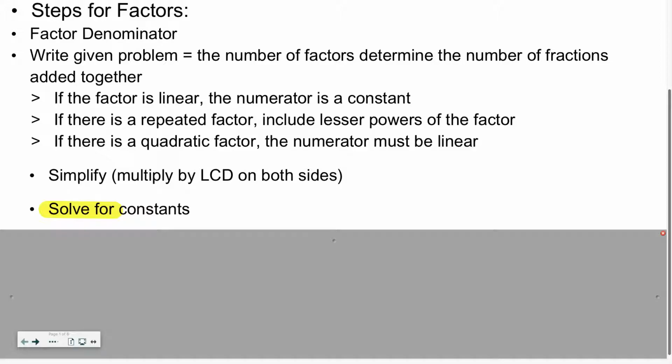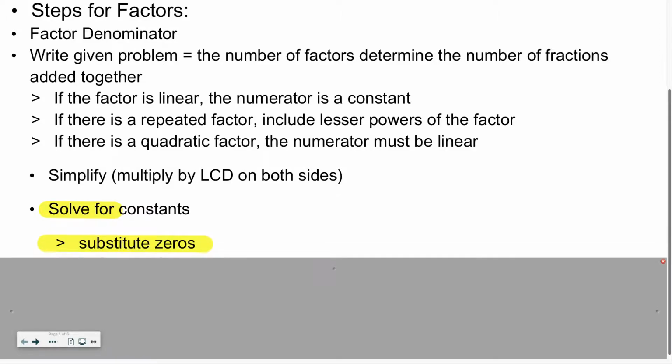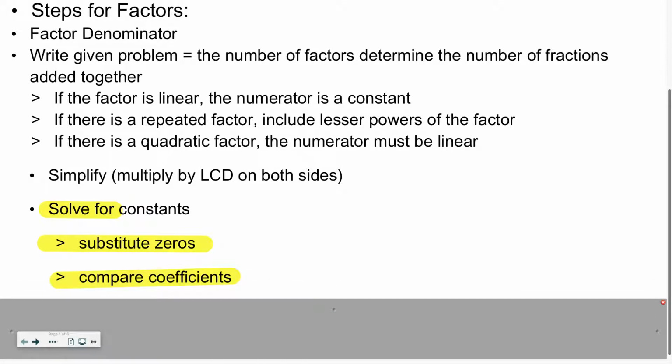There are going to be two ways that I show you how to do this. The first two examples, I'm going to show you what's called substituting zeros. The second two examples, I'm going to show you how to compare coefficients. I know that means nothing to you right now, but it will here pretty soon. So we're going to do 4 examples. I didn't have you set up the fourth one. The first 2 are going to substitute zeros. The second 2 are going to compare coefficients.